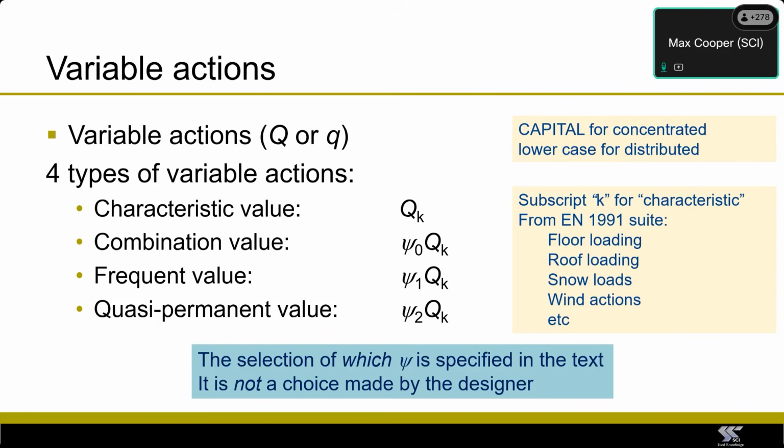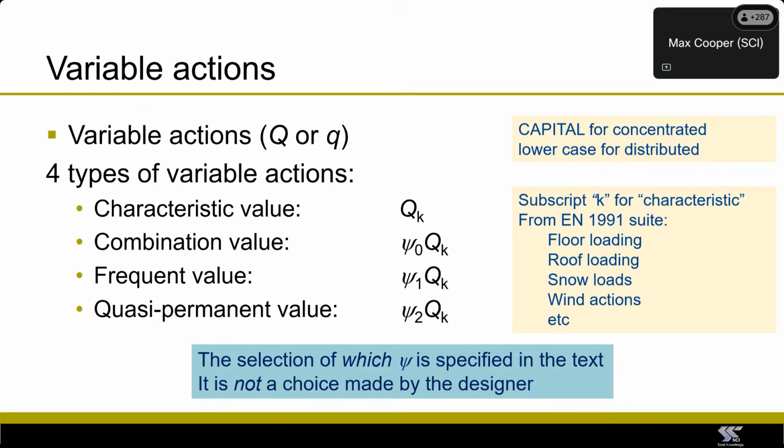We use the subscript K to represent what's known as the characteristic action. We find those characteristic actions for the different types of loading from the EN 1991 suite of codes. So it's EN 1991 Part 1 for floor and roof loading, Part 3 for snow loads, and Part 4 for wind loads. And the characteristic value of these actions represents the 1 in 50 year event. So if it's a wind load, it's a load that we would expect to happen fairly infrequently.